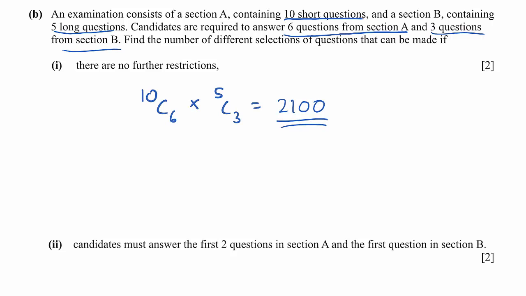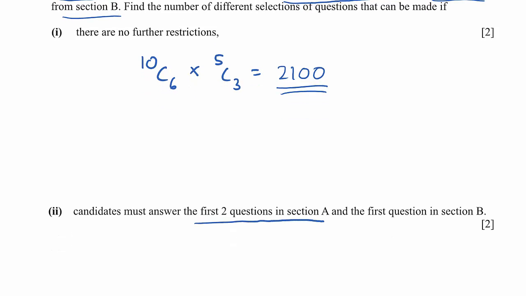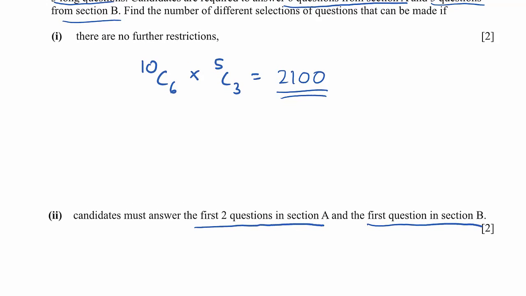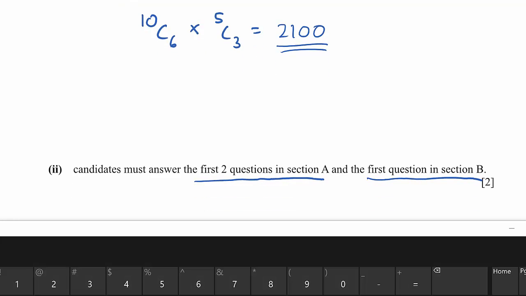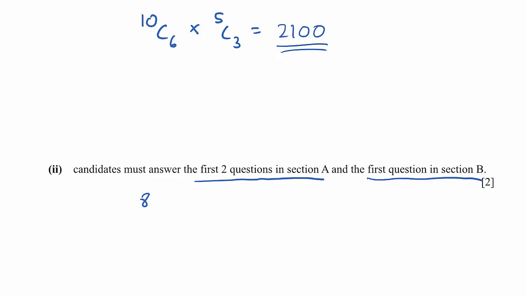Okay. Candidates must answer the first 2 questions in section A and the first question in section B. So that leaves them 4 questions from section A, and if they must answer the first 2, there's 8 left for them to choose from. So we have 8 choose 4. So questions 1 and 2 are just taken out. They've already done those, leaving us 8 questions to choose 4. And then in section B, where there were 5 questions, the first one has to be done. So that leaves us 4 questions from which to choose the remaining 2.